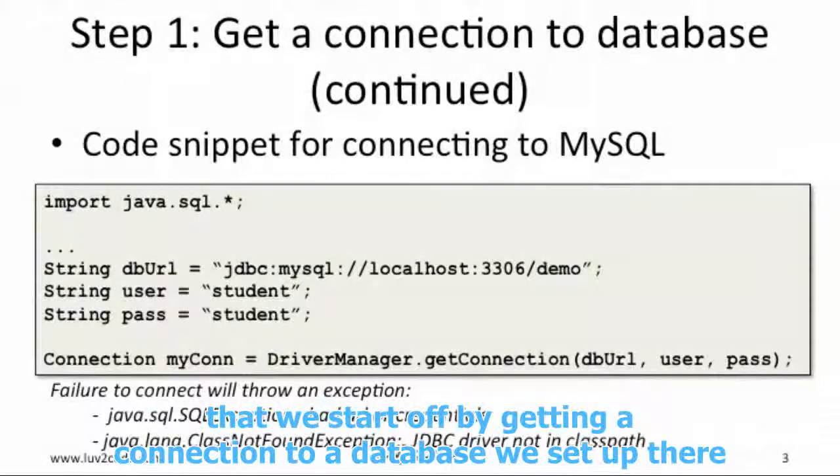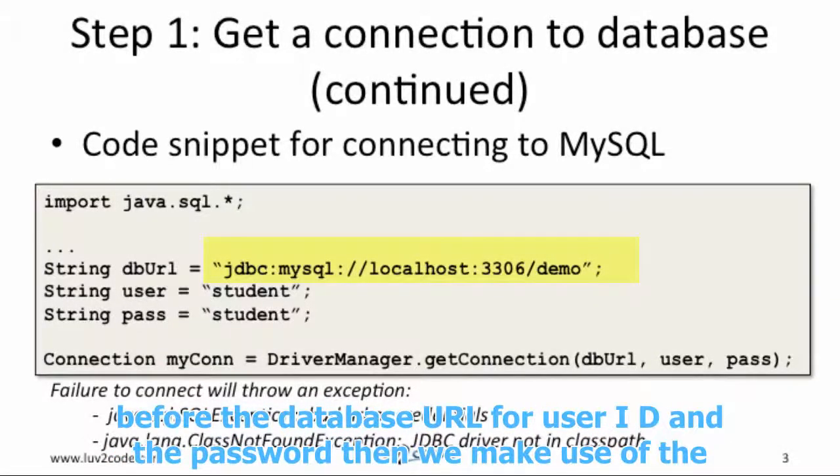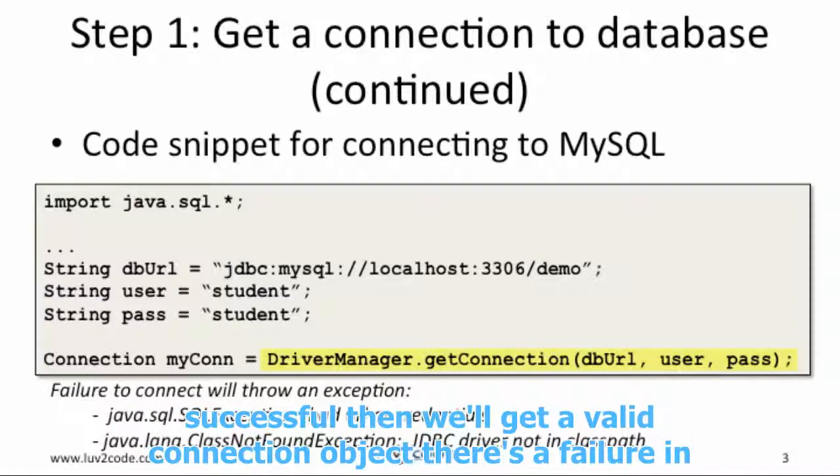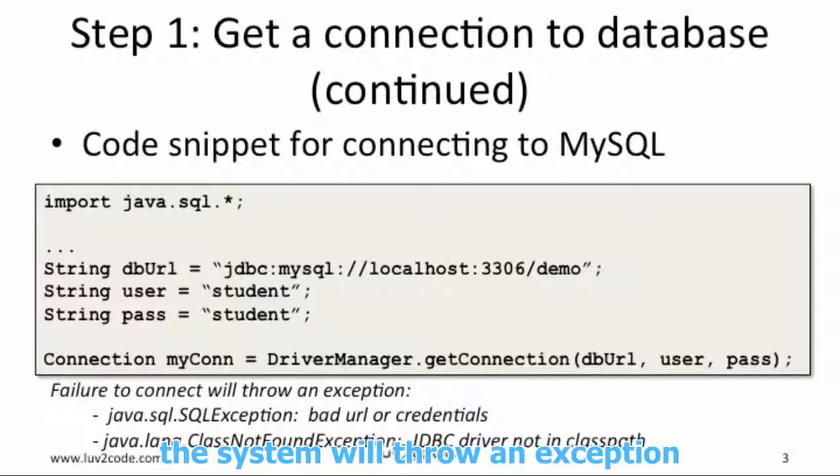So we start off by getting a connection to a database. We set up variables for the database URL, the user ID, and the password. Then we make use of the driver manager to get a connection based on these variables. If everything's successful, then we'll get a valid connection object. If there's a failure, then the system will throw an exception.